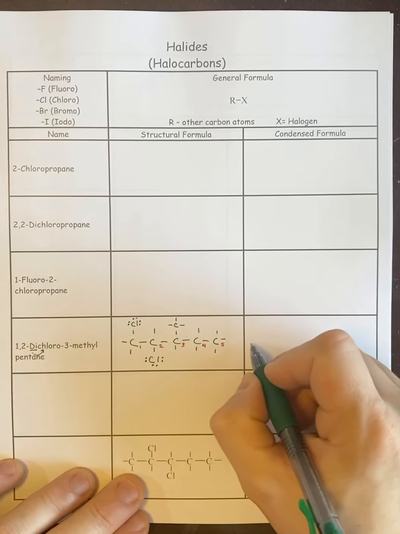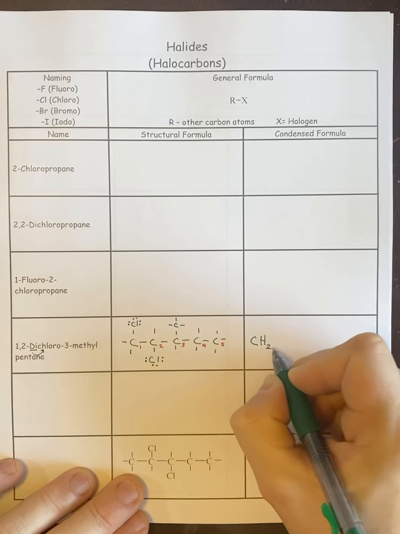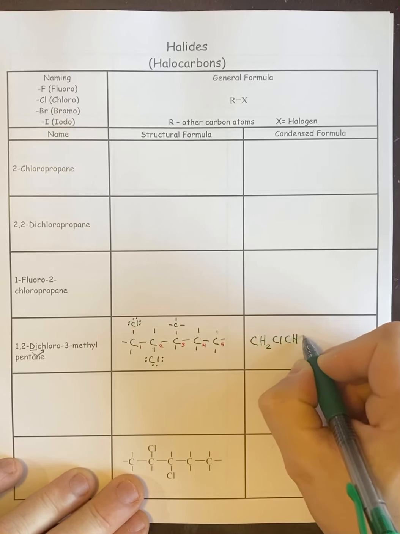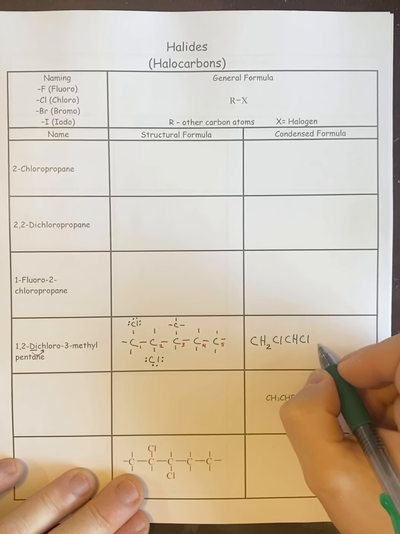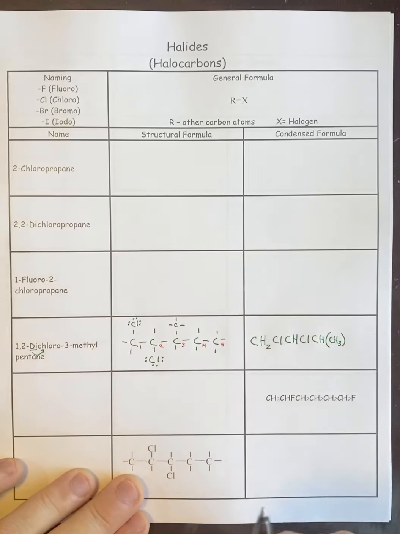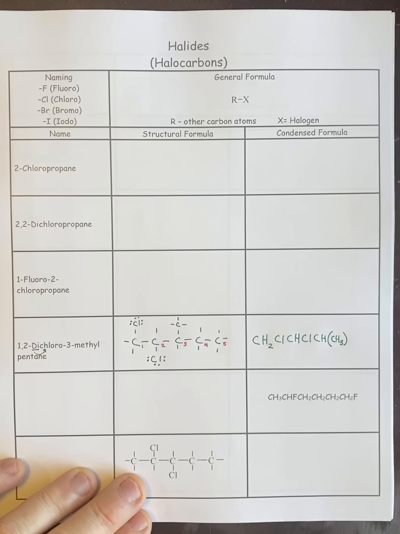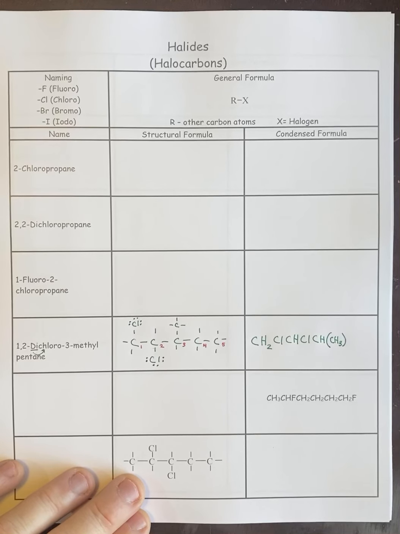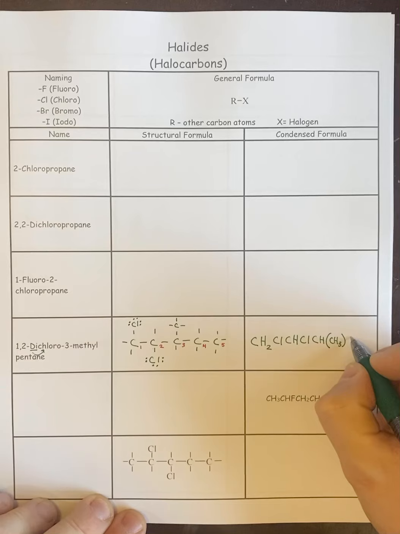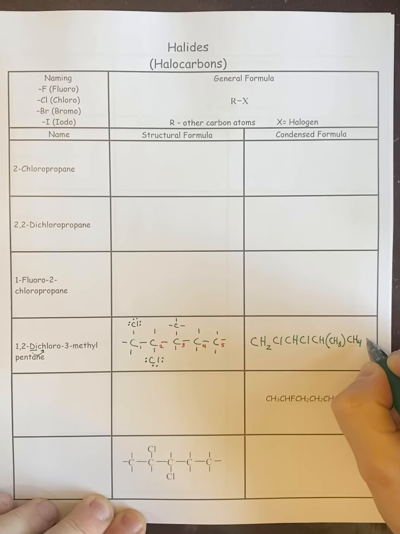So the way I'm going to do it, carbon 1 is going to be CH2, then the Cl. Carbon 2, CH, then the Cl. Carbon 3, CH, then in parentheses, the CH3. Notice I didn't put the Cl's in parentheses, and the reason I didn't do that is because they didn't do it on table R. So if they're not doing it on table R, you don't do it when you do your problems. Now we're on carbon 4, and then carbon 5.